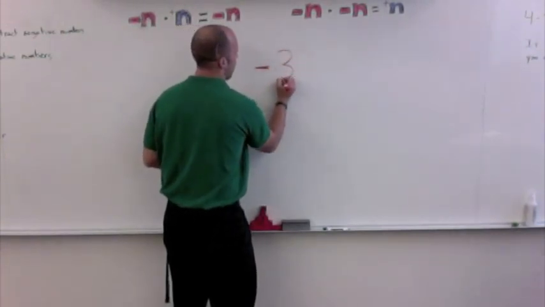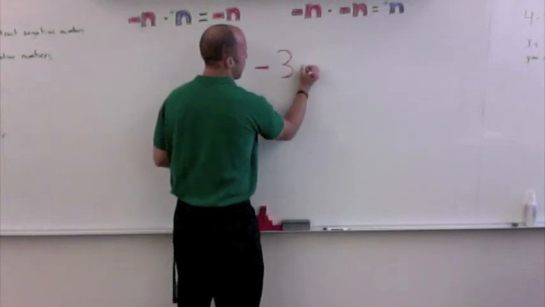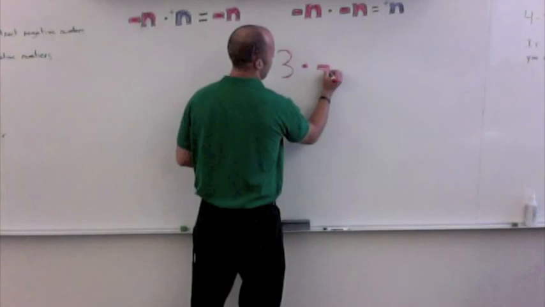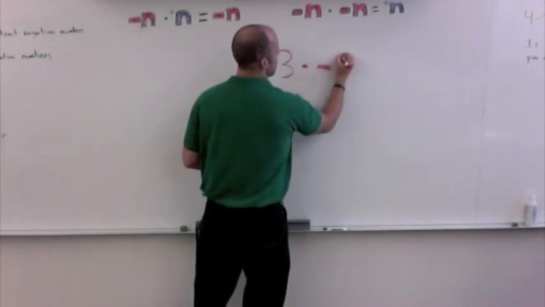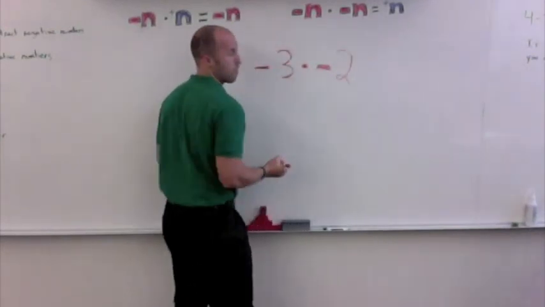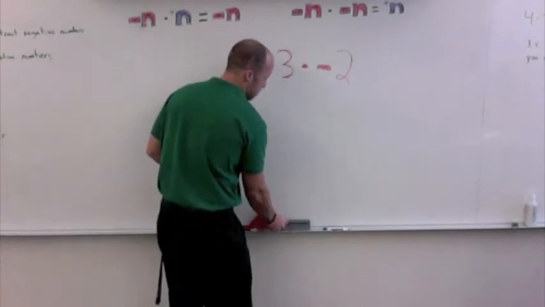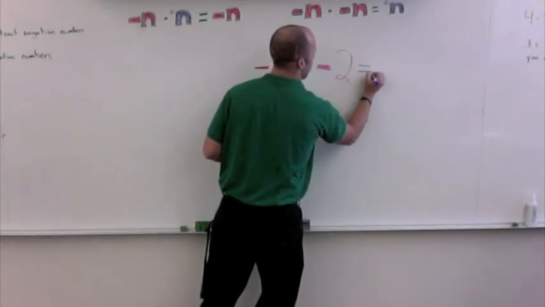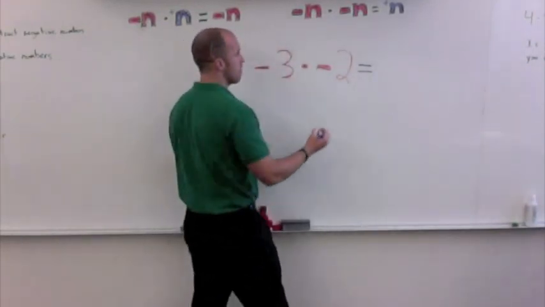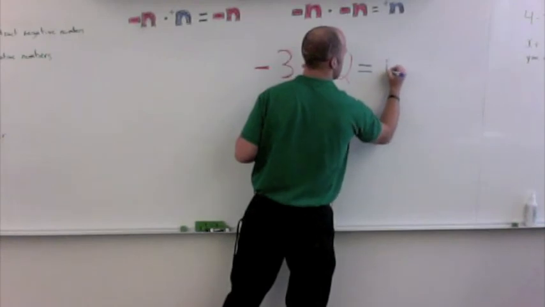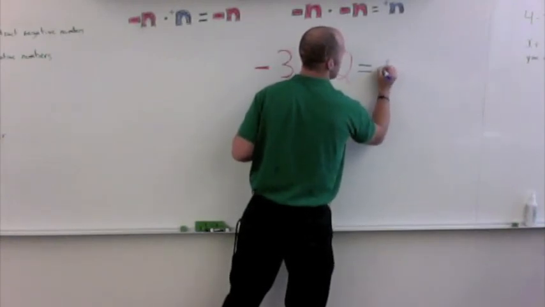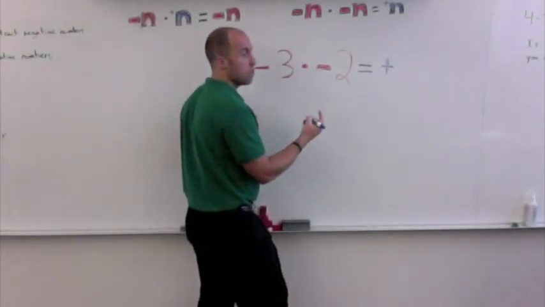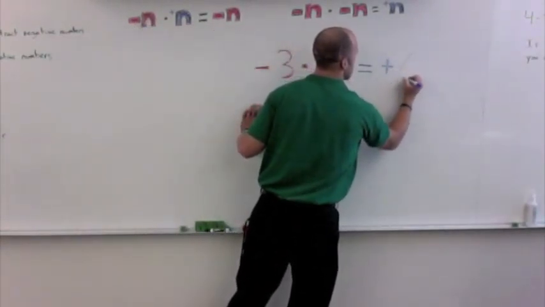Let's do negative 3, and then we're going to multiply that by negative 2. Okay? And that is actually going to equal a positive, because we know right away that it's going to be a positive number, because a negative times a negative is a positive. A positive, now we can do the number part of it, 6.